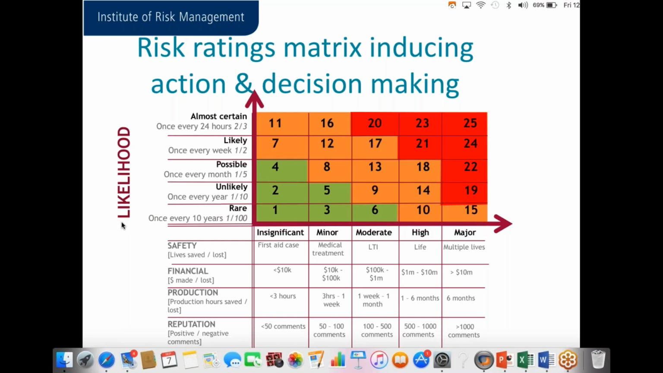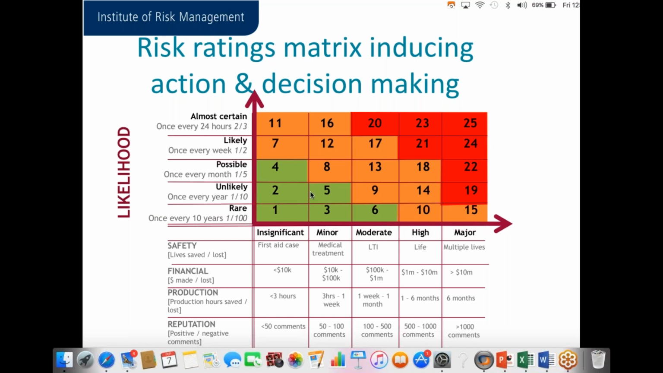What we've looked at the moment is all threat, although we do show here in some of these definitions of impact, we could be looking at money made or lost, production hours saved or lost, and positive and negative comments. So we can take that and think about it in terms of both the upside, the opportunity, and the downside, the threat.